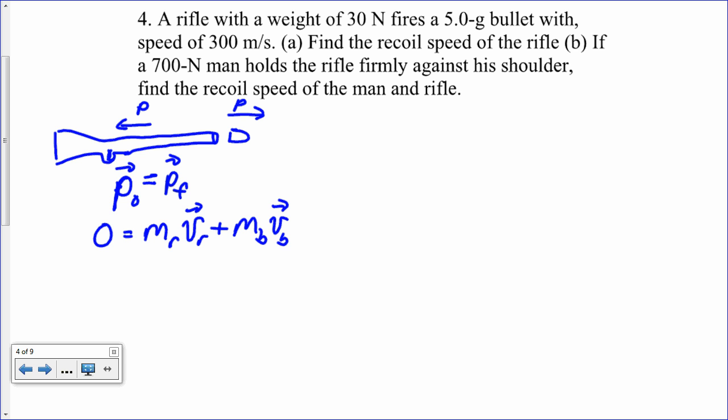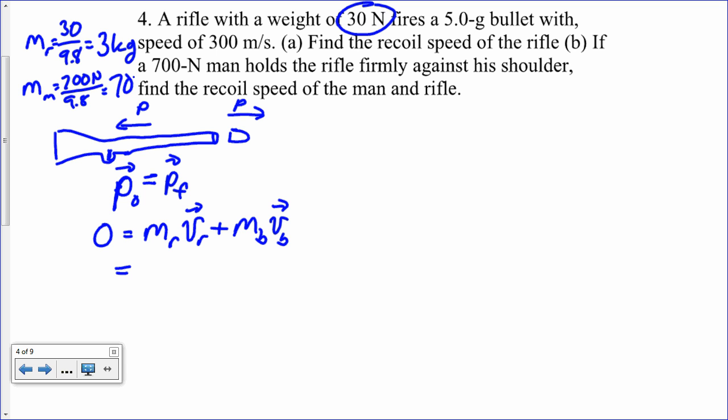All right, I'm looking, let's see, the mass of the rifle. It says it has a weight of 30 newtons. To find that mass is going to be 30 over 9.8, as I did in the previous problem. That gives me a mass of the rifle of 3 kilograms. Just keeping one sig fig. And then the mass of the man is 700 newtons over 9.8. That gives me his mass to be 70 kilograms. All right, so I have the mass of the rifle is 3 kilograms.